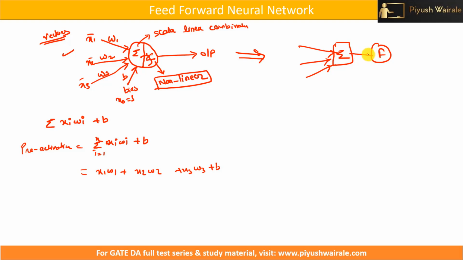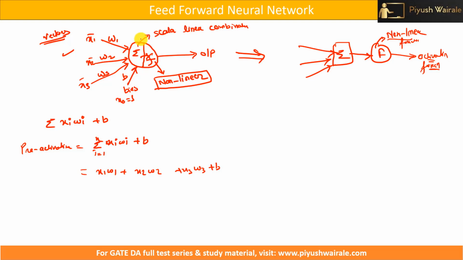The output is given to f, and f is basically a non-linear function. F is non-linear because in the real world the data is non-linear only, and the output of this particular function will be considered as the activation function. Please remember this important point.